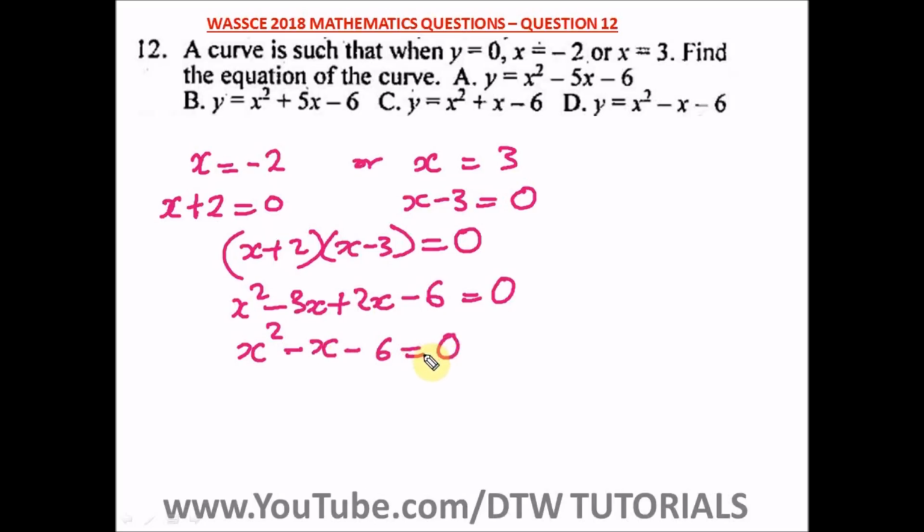Okay, so since we are told that y is equal to 0, this will be x squared minus x minus 6 is equal to y. All right, so this is our answer. And what is our right option here? Our right option is option D.